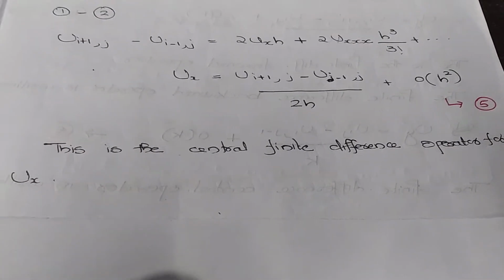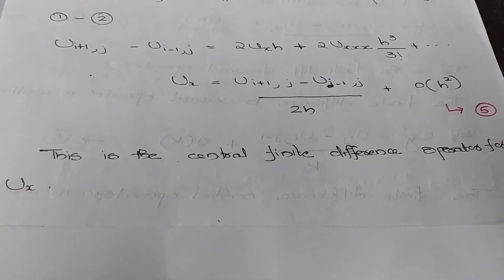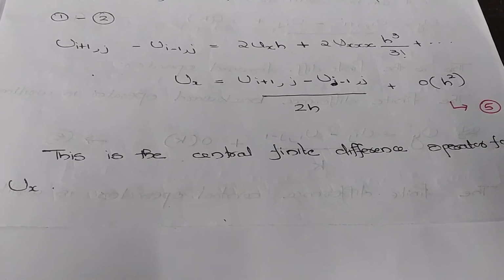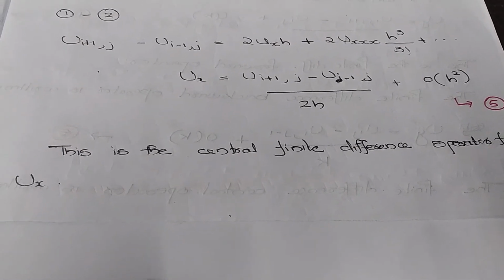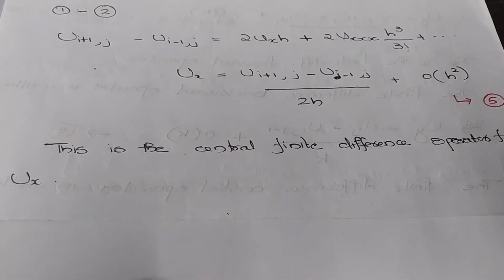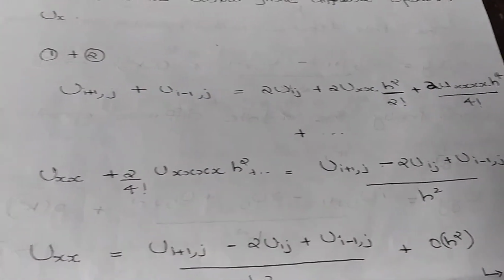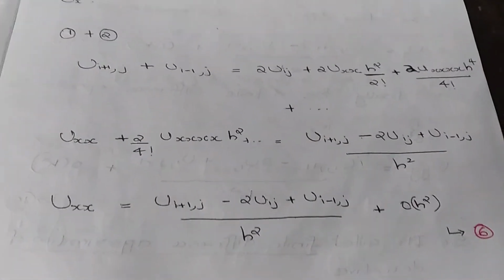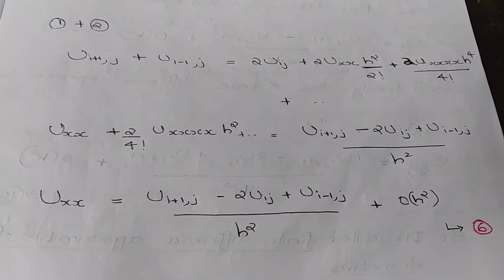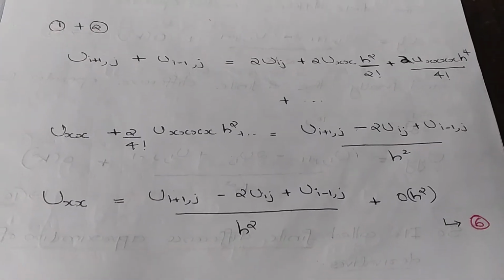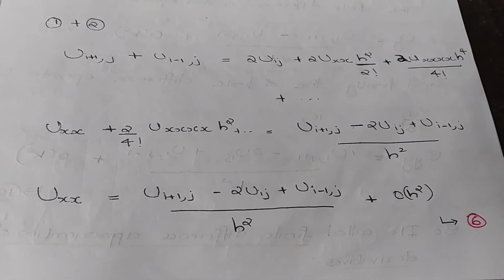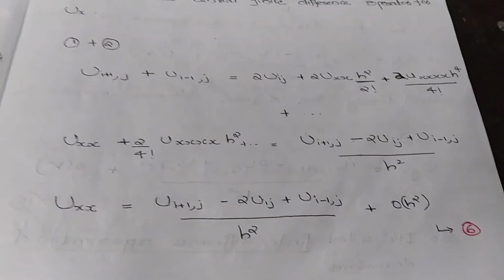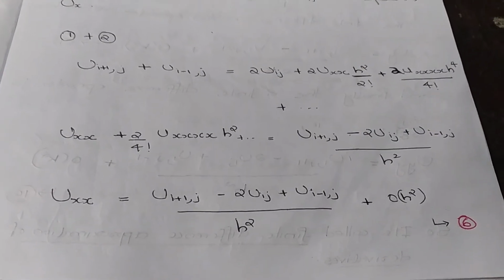In order to get uxx, or dou square u by dou x square, the second partial derivative of u with respect to x, we follow this method. That is, equations 1 and 2 are added, and we get uxx is equal to u(i+1,j) minus 2u(ij) plus u(i-1,j) by h square plus other higher order terms of h square. We can put it as equation number 6.